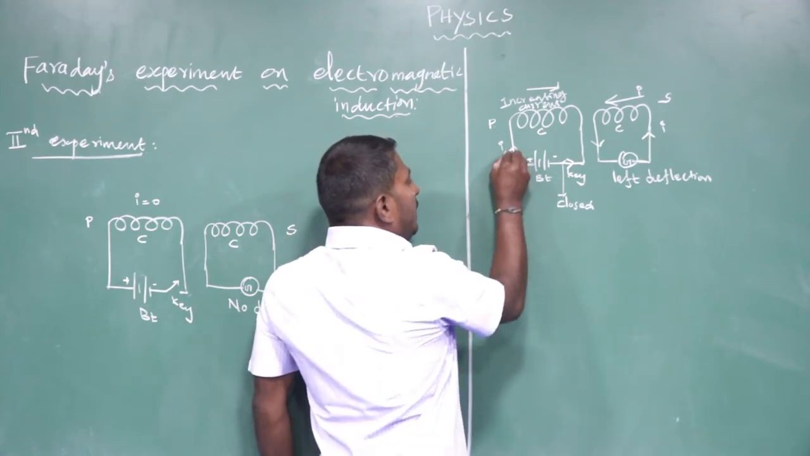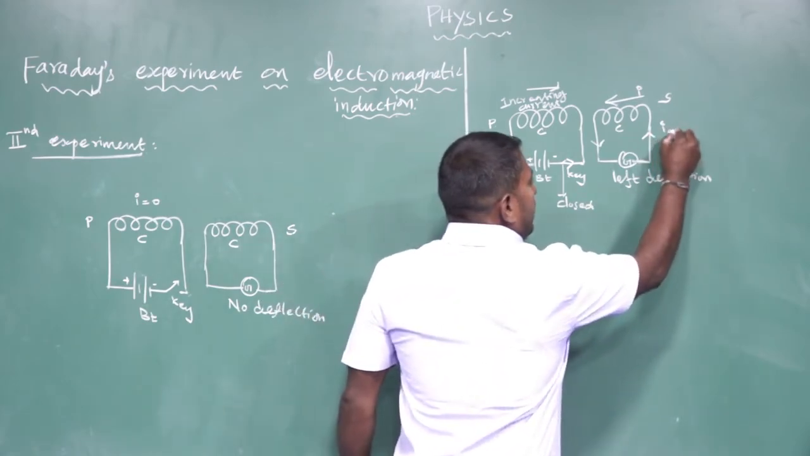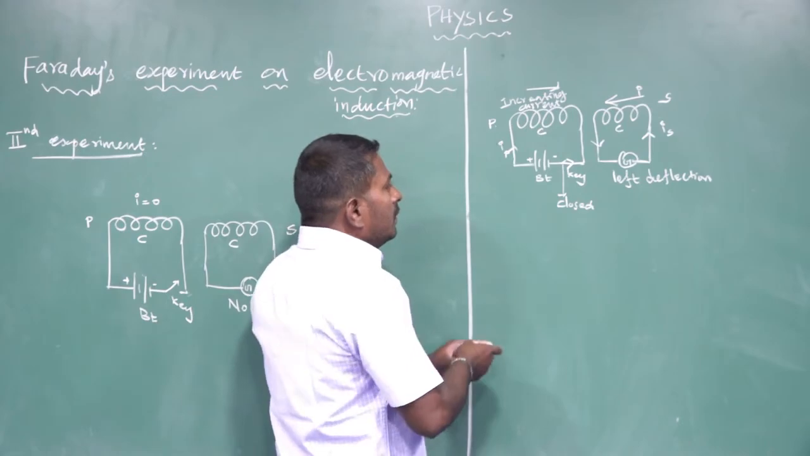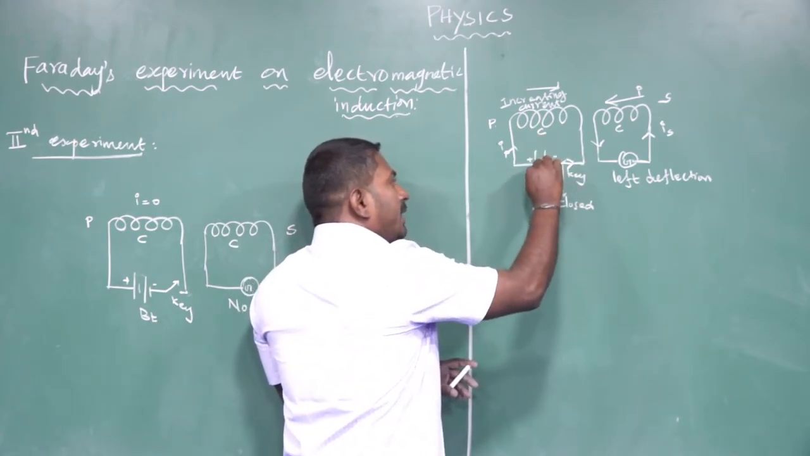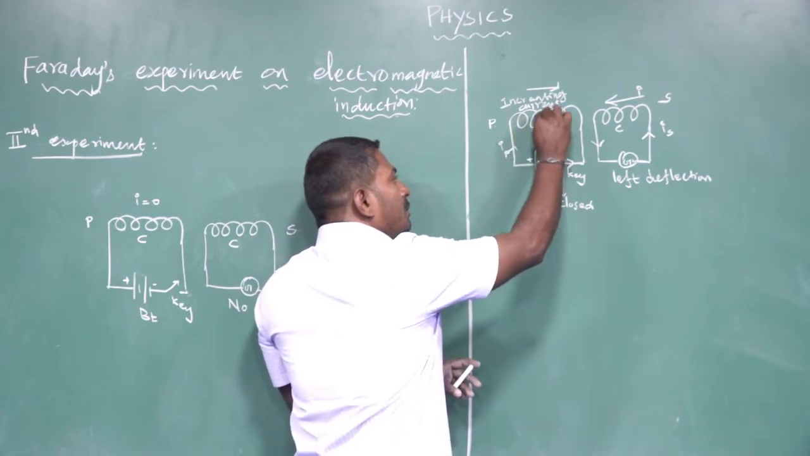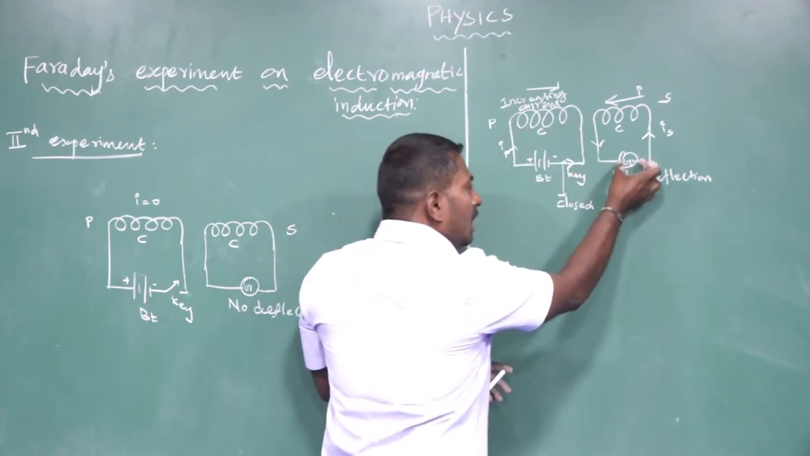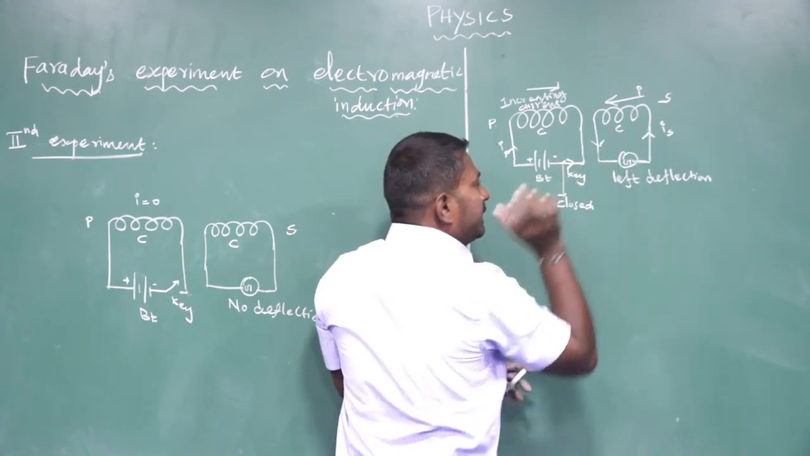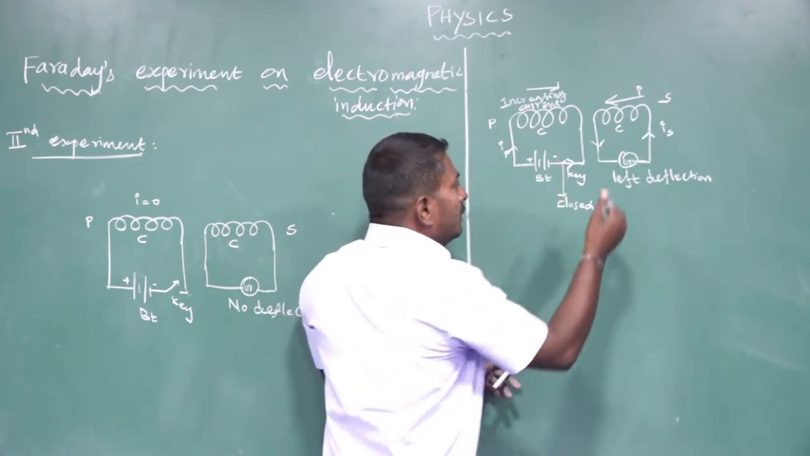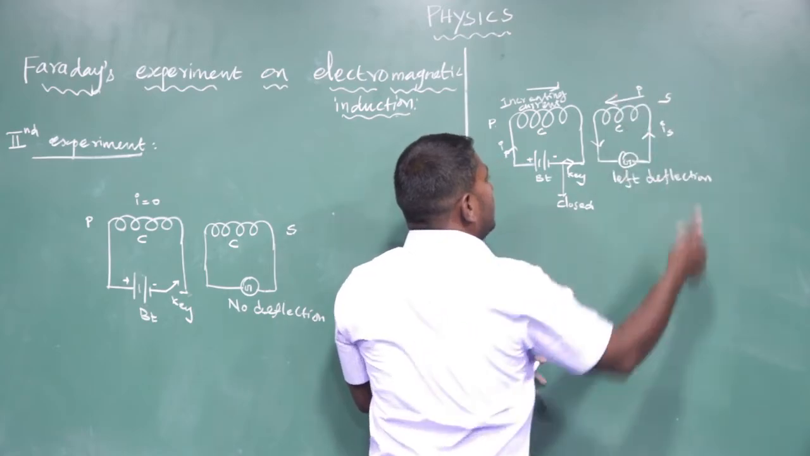It is primary current IP, secondary current IS. In the primary closed circuit, the key is pressed and electric current starts increasing. At that moment, the galvanometer shows a momentary deflection, which means electric current is set up in the secondary closed circuit, and the secondary current flows along this direction.